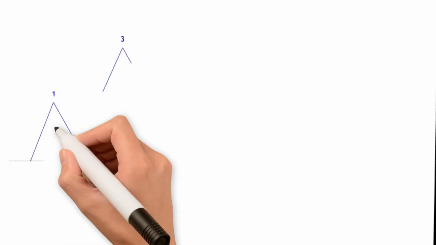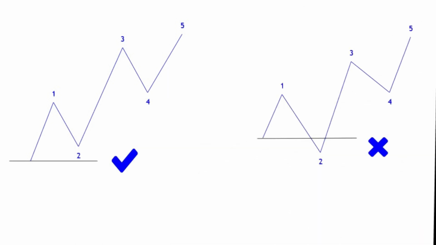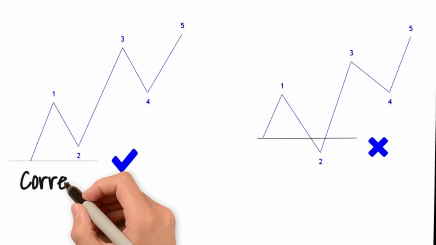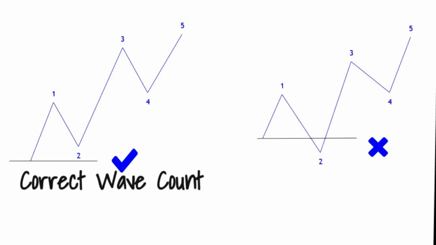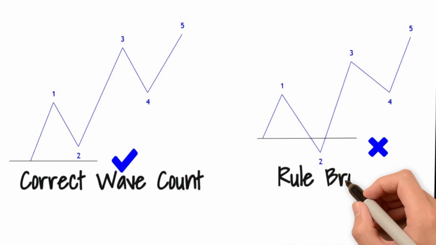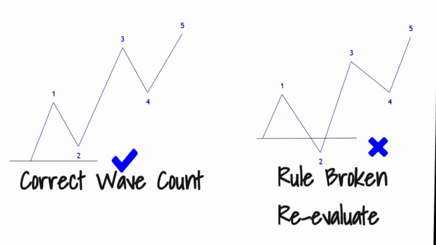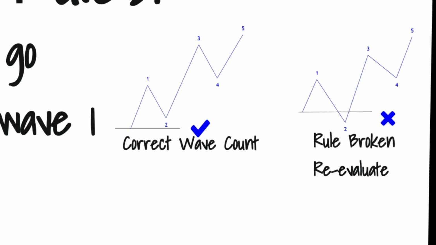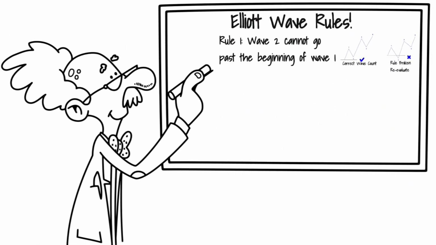If that happens, we are not talking about waves 1 and 2 anymore. In this scenario, you would simply reevaluate the market as it tells us something else is happening. Often your stop loss will be placed just beyond the start of wave 1's extreme for this very reason.